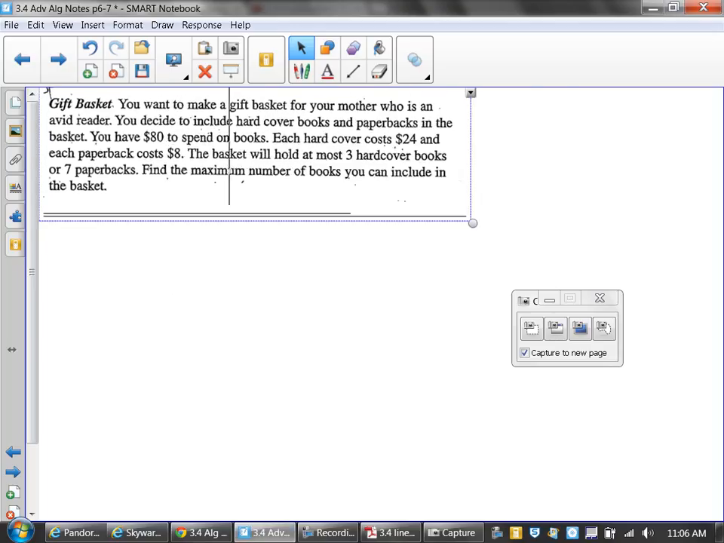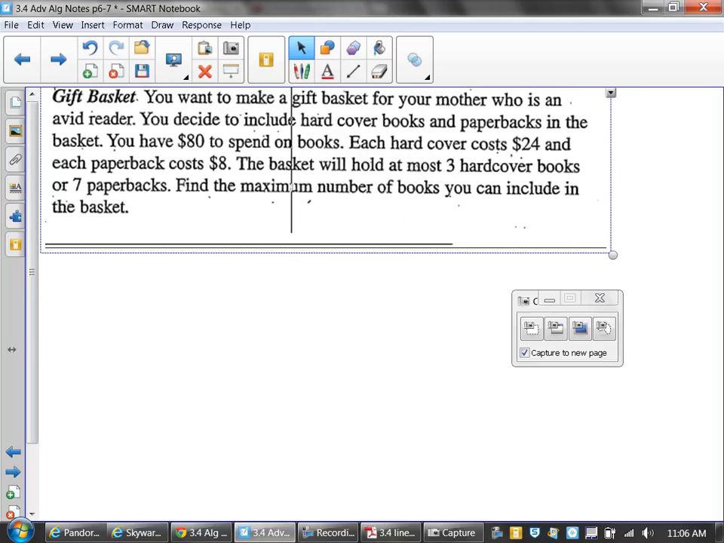All right, so you're making a gift basket for your mom. That's very, very nice of you. She's an avid reader. You're going to buy her both hardcover books and paperbacks. You have $80 to spend on books. Each hardcover book is $24, and each paperback is $8. The basket will hold at most 3 hardcover books or 7 paperback books. Find the maximum number of books you can include in the basket.